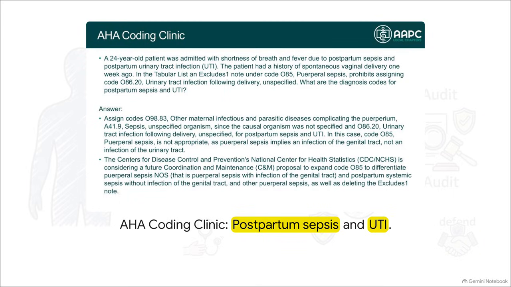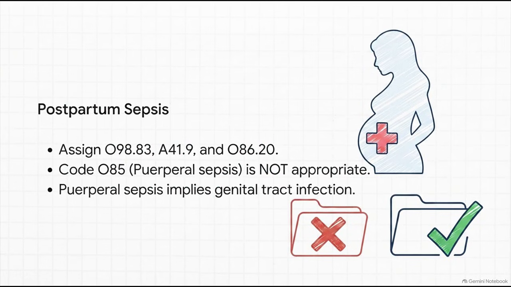Let's look at a specific AHA Coding Clinic case study. We have a 24-year-old postpartum patient presenting with shortness of breath and a fever due to postpartum sepsis and a localized urinary tract infection. She had a spontaneous vaginal delivery about a week ago. If we break down the exact coding for this, you'd assign O98.83 for maternal infectious disease complicating the puerperium, A41.9 for unspecified sepsis, and O86.20 for the UTI.